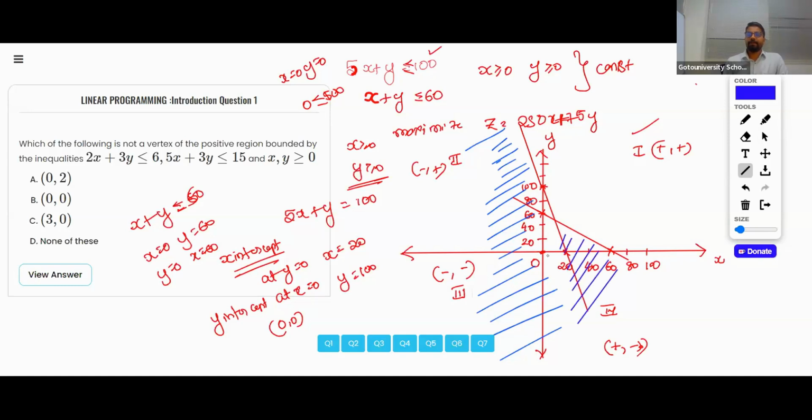So finally, we have x greater than 0, we'll have the region here, and y greater than 0, we'll have the region here, and our complete feasible region is here. So these are called corner points. I'll come to them later. For now, let's focus on our problem for this particular question right now.